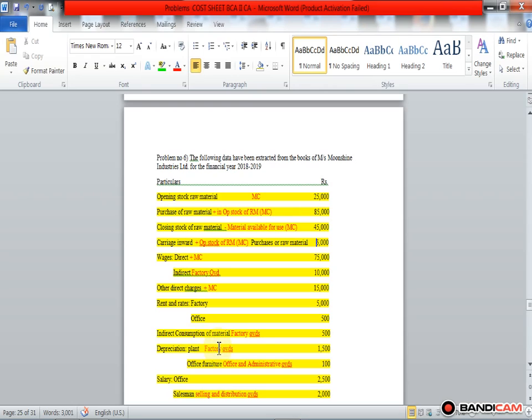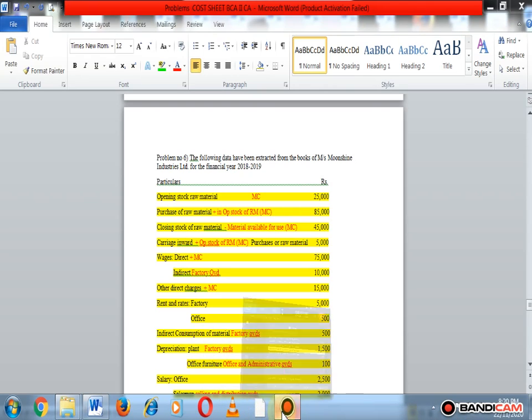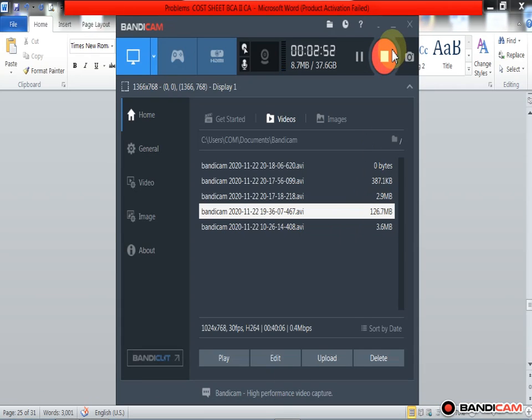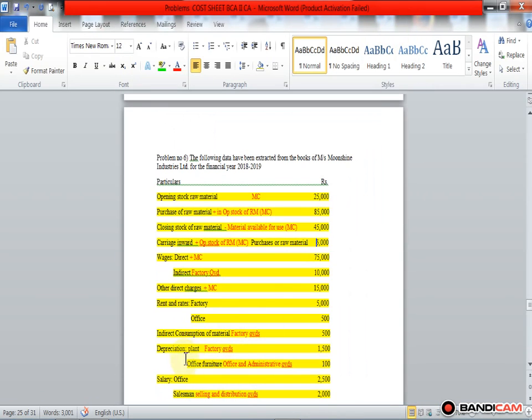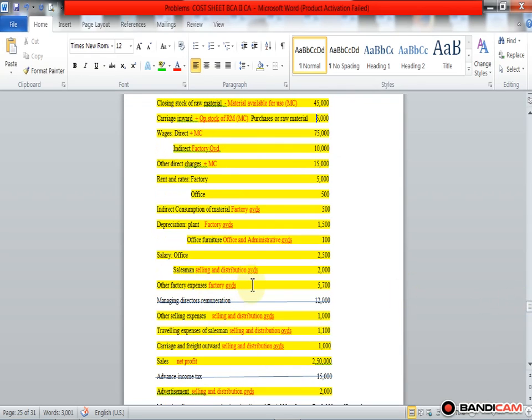Depreciation on plant is used in factory, so add it in factory overheads. Okay, so here plant depreciation add in factory overheads. Office furniture transfer to office. Okay, salary of office transfer to office overheads. Salary of salesman transfer to selling and distribution overheads. Other factory expenses transfer to factory.